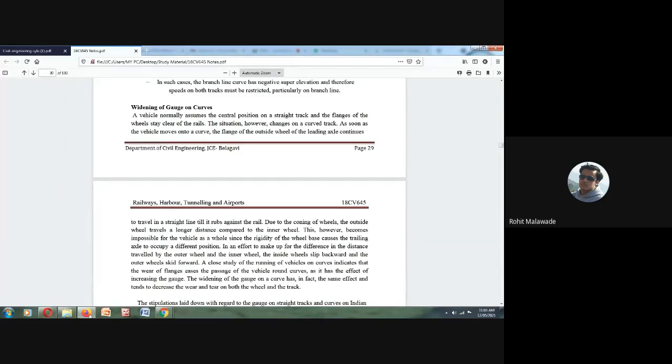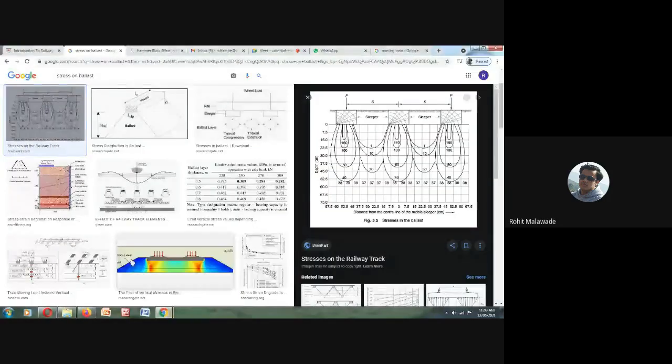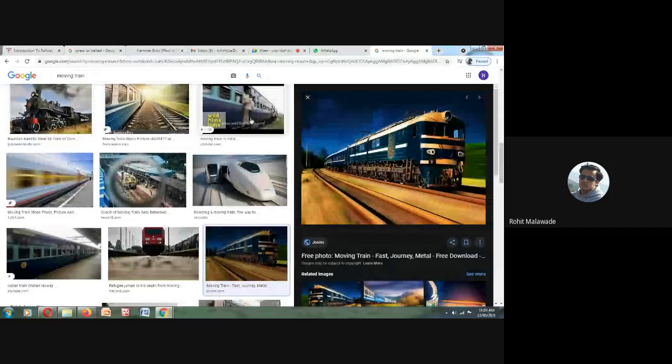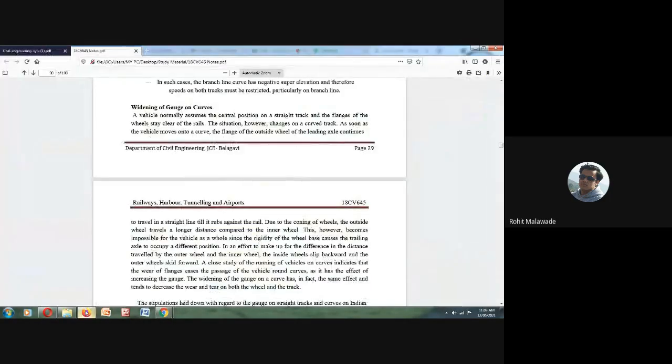If we consider the train, it will normally be in a central position when it is moving on a straight track. If no curves are there, normally it will move on the center of your track. Now the problem comes: we need to have the widening of gauge on the curves.